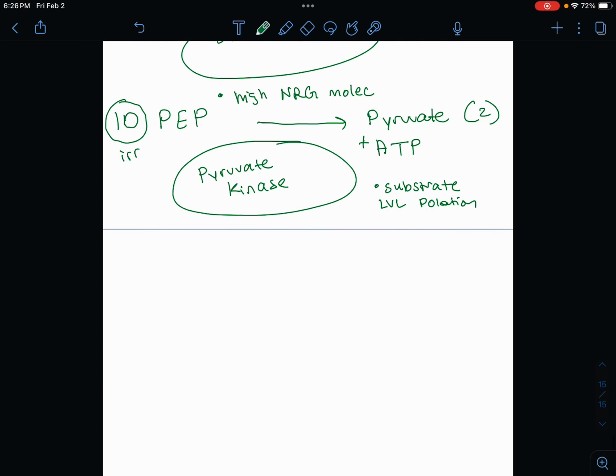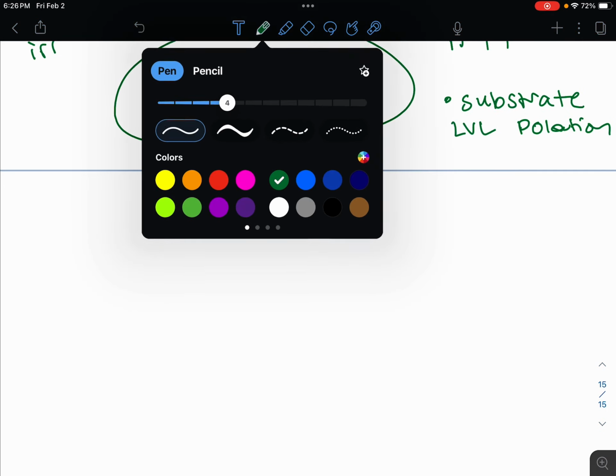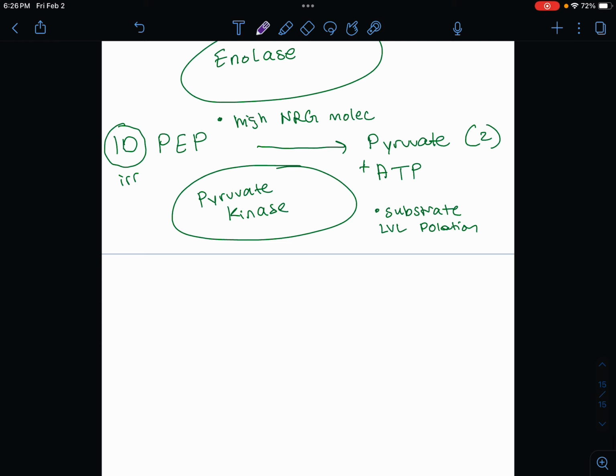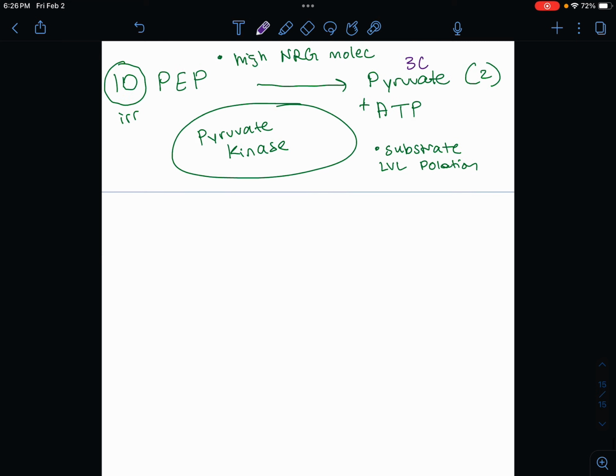Should I talk about the regulation in this or no? I guess we can. All right, so let's talk about the regulation in glycolysis itself. So we got through all of that. We made our 2 net ATP, our 2 pyruvate. This is again a 3-carbon molecule that could be used for fermentation or the citric acid cycle. ATP again, we made a net of 2 as well.